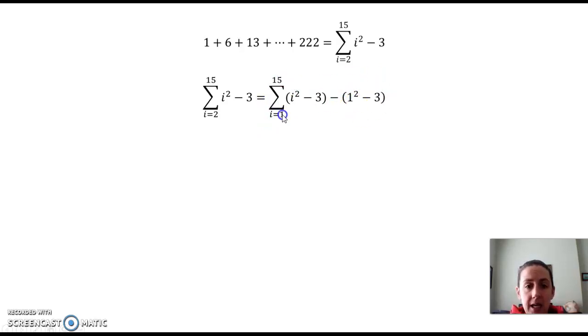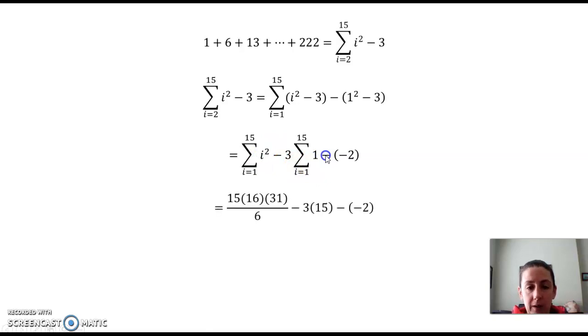Here we can break this up into two different summations being subtracted. So we have the sum from 1 to 15 of i squared, minus 3 times the sum from 1 to 15 of 1, and then we're going to subtract off this negative 2 at the end. This i squared matches a formula, and this 1 matches a formula. So when we plug those into our formulas, we get 15 times 16 times 31 all over 6, minus this 3 carries through. The sum from 1 to 15 of 1 is just 15. And then minus that negative 2 at the end.